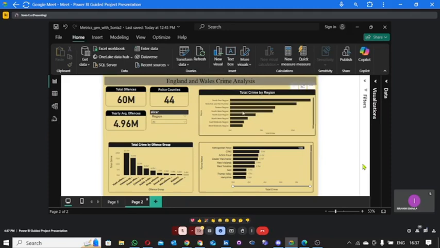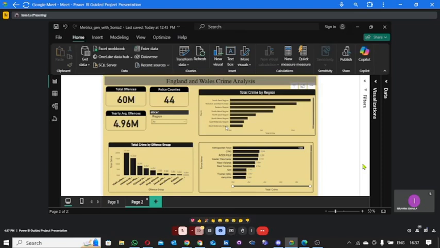I also have this visualization of total crime by region. The reason why I have this visualization here is because I want to first know the crime that has more likelihood to occur, and then the least. Then also the regions that have more crime rates, and then the ones with the least crime rates.